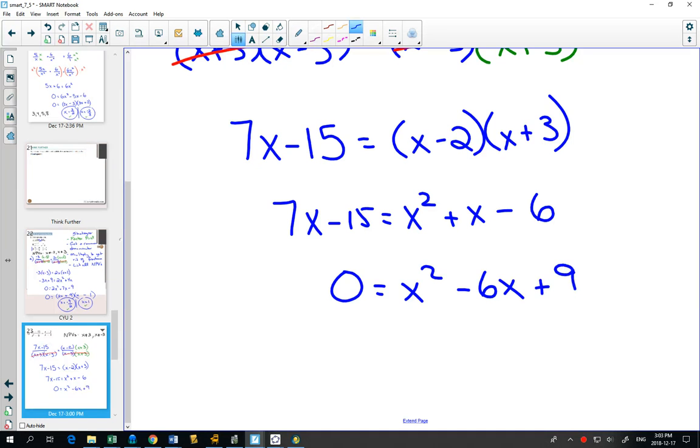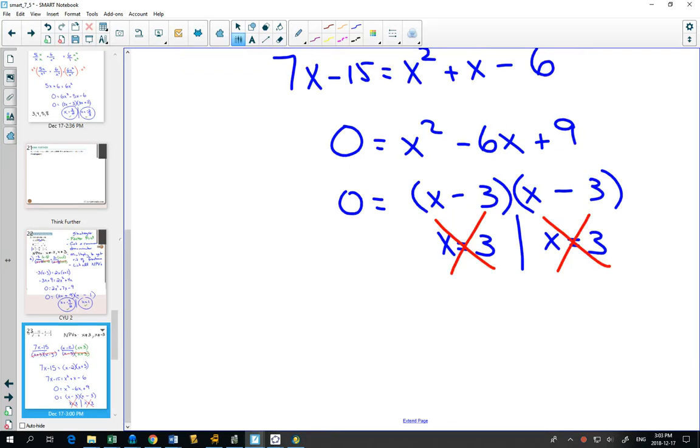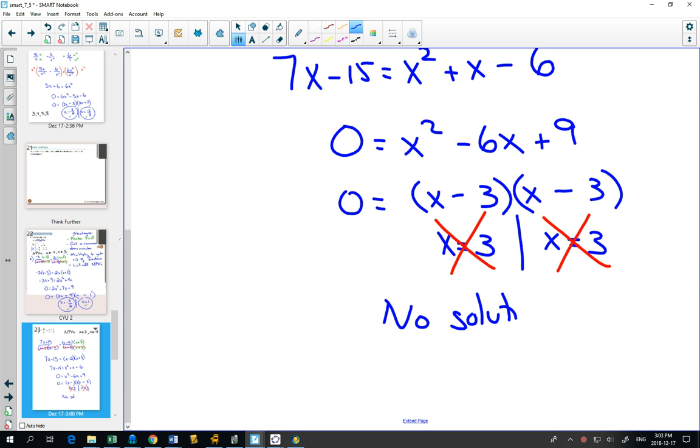Can we factor this? Well, it would be x and x. 3 and 3, minus and minus. Yes, it works. So we get x equals 3 as a solution. But that was a non-permissible value. So we have to put x's through those. Do we have any solutions left? No. All that work to find out there was no solution. And that's how you would show your work that there's no solution.